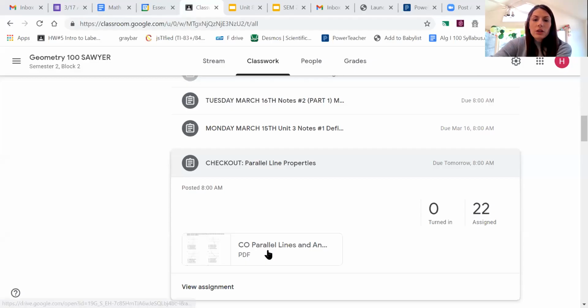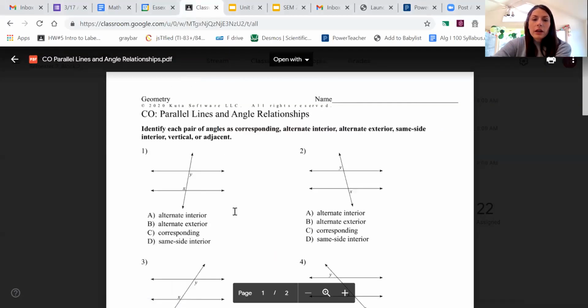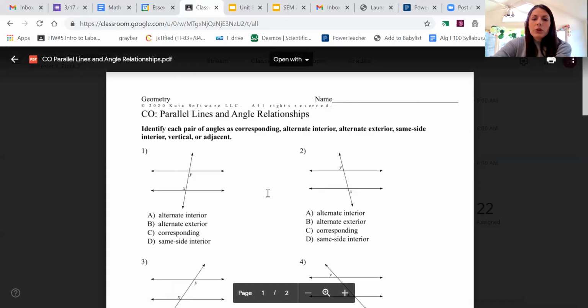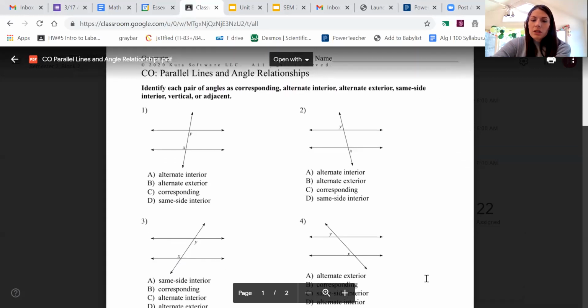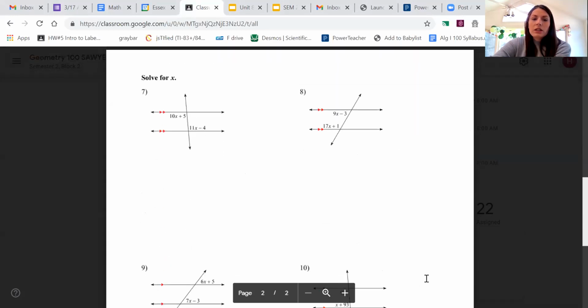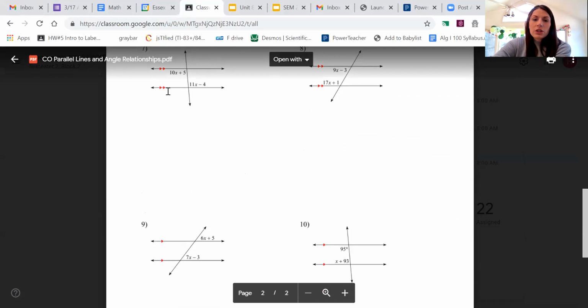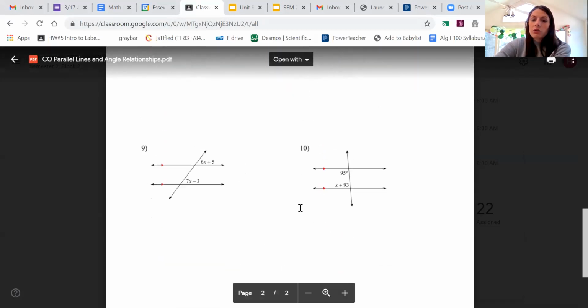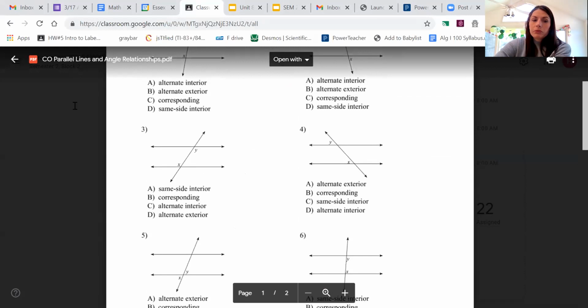So in classroom today, you have a checkout, and the first part of that checkout, can you see it now? Hopefully you can see what I'm talking about. First part of that checkout, you're just deciding which relationship do I have. So there's A, B, C, D, which one is it? But then on the second page, you're doing exactly what we just did. Okay, so you have to first determine what's the relationship. And so then what does that mean? How do you set up the equation and solve? Okay, so this warm up today should help you with that.